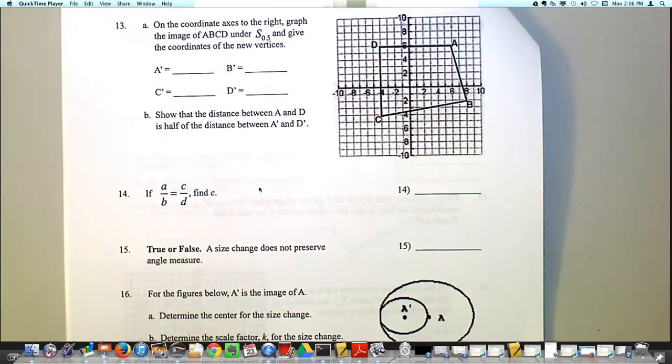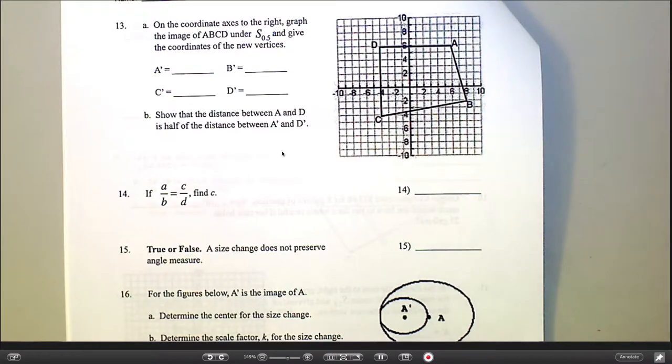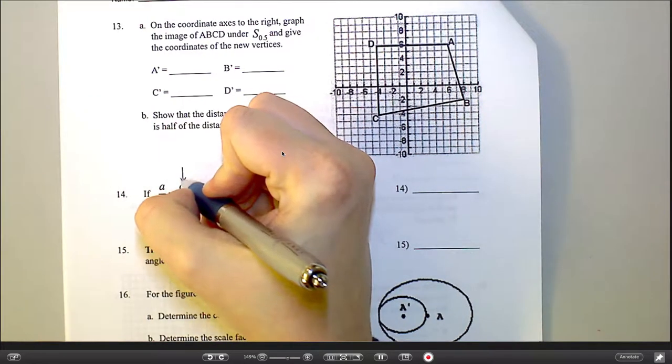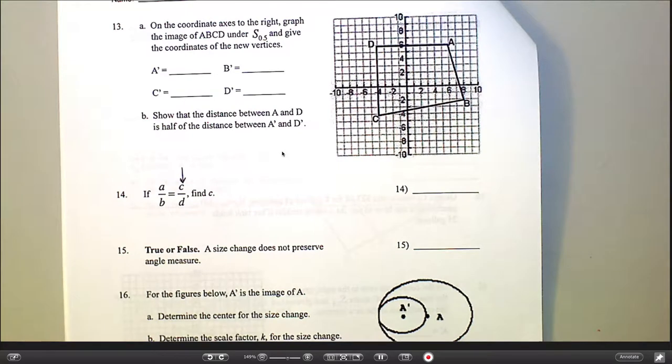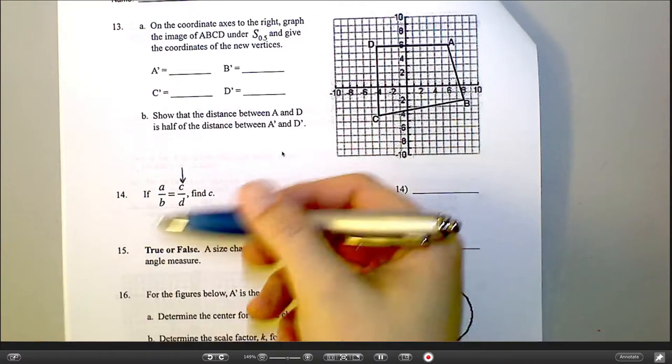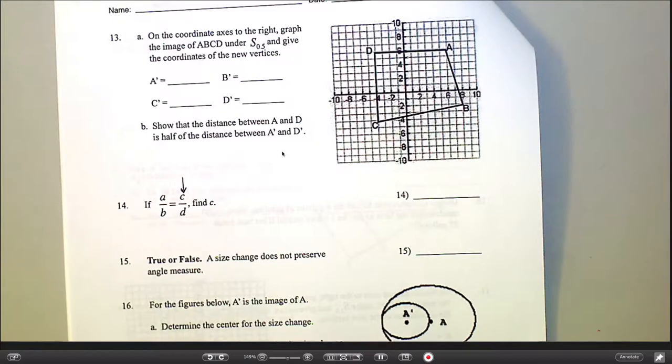Really pretty easy, but hard to figure out what it's asking you to do. If I was asking you to solve for this letter, to get this by itself, what would you do? Well, what can you do with proportions to turn them into an equation? How do I turn something like this into blah, blah, blah equals blah, blah, blah? What parts of a proportion are supposed to be equal?